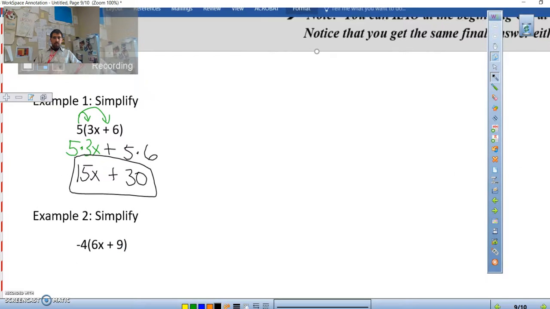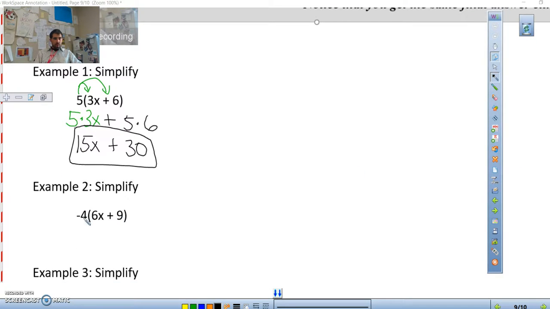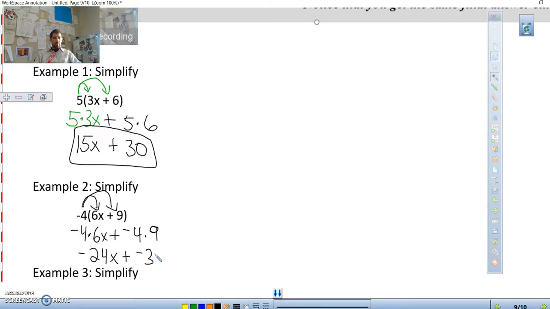The next example is very similar, except now we have a negative out here, so we do a negative 4 multiplied by 6, and then a negative 4 multiplied by 9. So negative 4 multiplied by 6x plus negative 4 multiplied by 9. So that's negative 24x plus negative 36. Can't combine them because one's a constant and one has a variable of x.